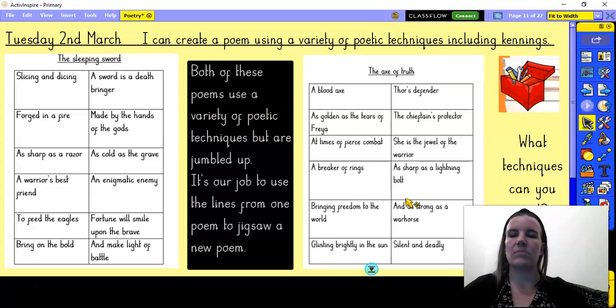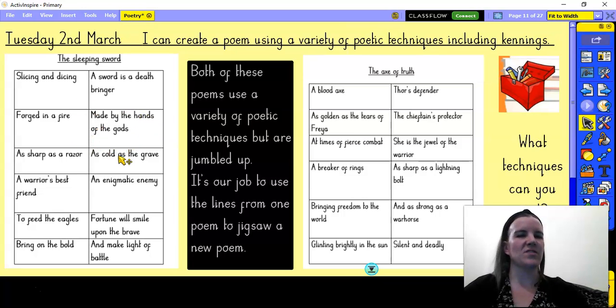Let's have a look at the examples on the sleeping sword example first of all. The first one that springs to mind, right at the top there, is slicing and dicing. Yeah, that's an example of rhyming, isn't it? A sword is a death bringer. Death bringer is an example of a kenning there. Forged in a fire, an example of alliteration there. Made by the hands of the gods.